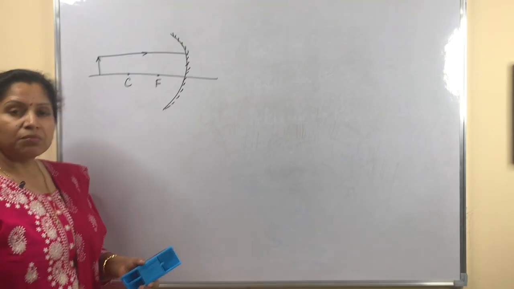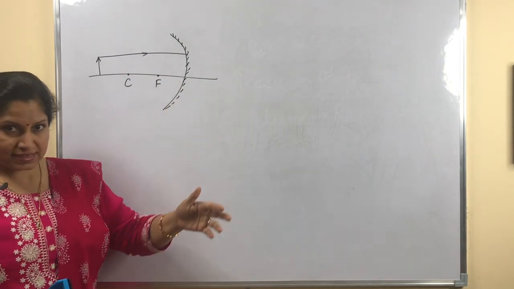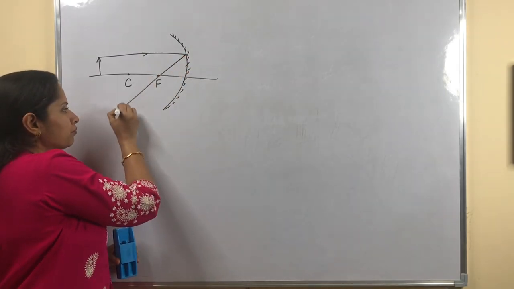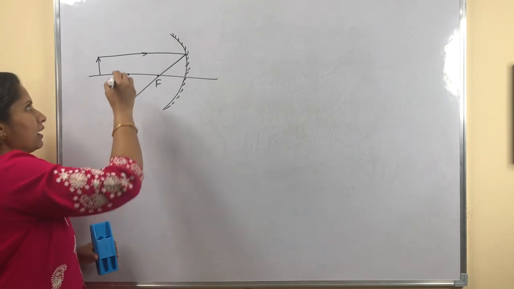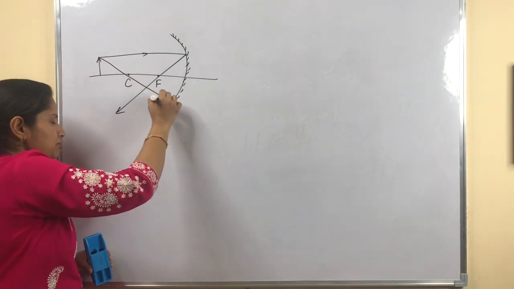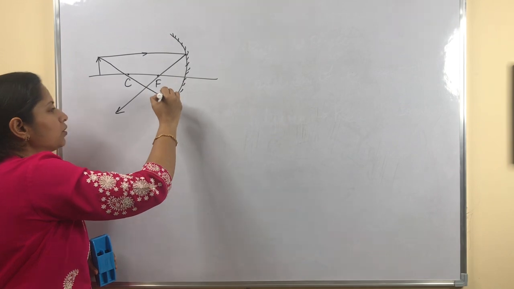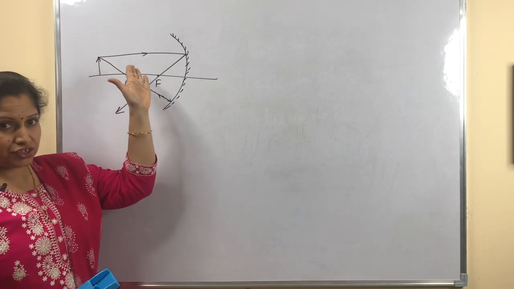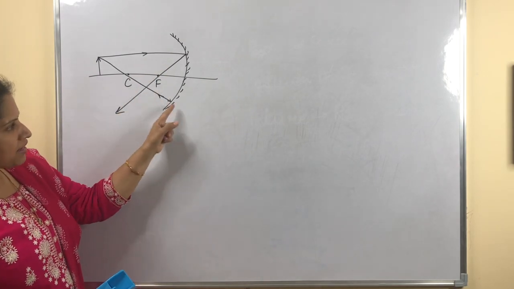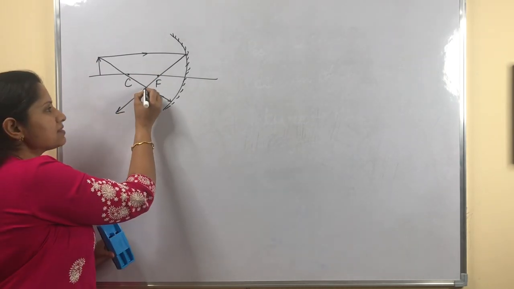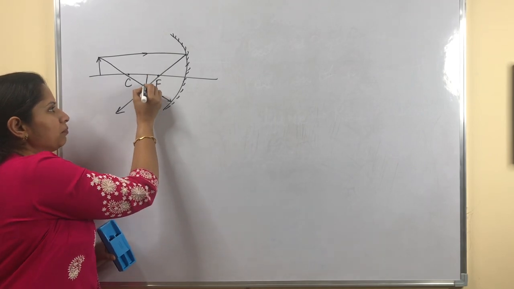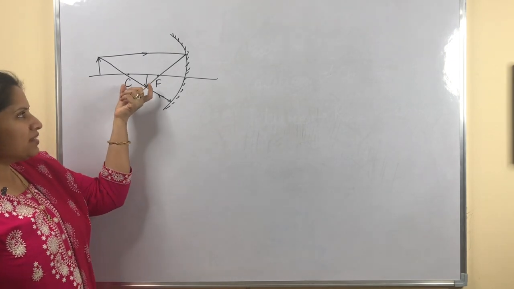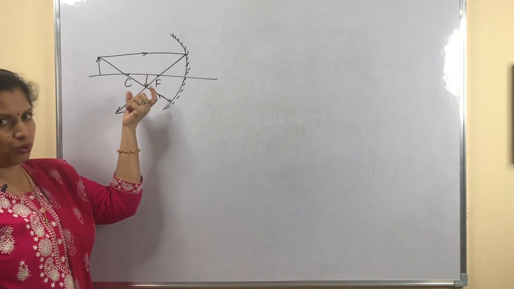So the light rays are coming parallel to the principal axis. Now, after reflection, they will pass through the focus. Another ray of light that is passing through center of curvature will retrace its path and go back in the same direction. Where the two reflected rays will be meeting each other, that is the point where the image will be formed. So this is the place where the image will be formed. Image is formed between center of curvature and focus.